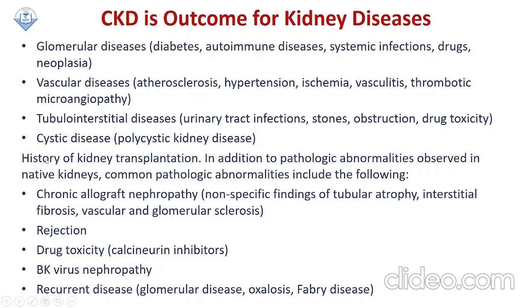We can think that only native kidneys are at risk of chronic kidney disease, but history of kidney transplantation can also contribute to this process. In addition to pathologic abnormalities observed in native kidney, common pathologic abnormalities include the following: chronic allograft nephropathy, kidney rejection, drug toxicity from specific medications used in transplantation, virus nephropathy, and even recurrent diseases like the glomerular diseases discussed before, and so on.